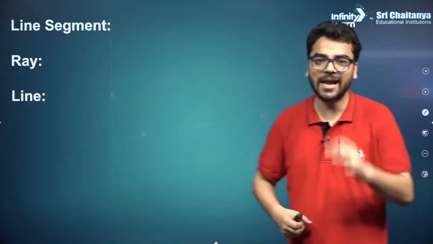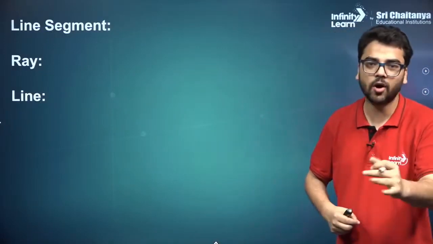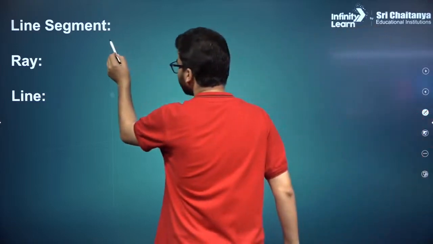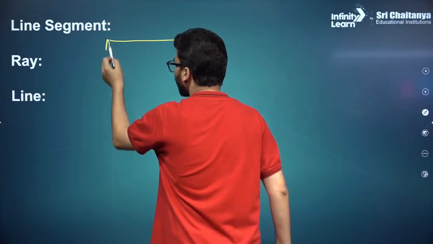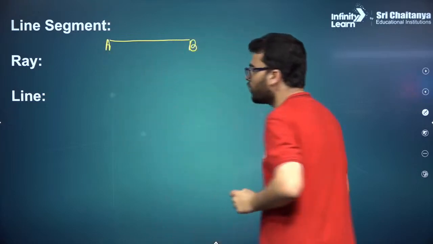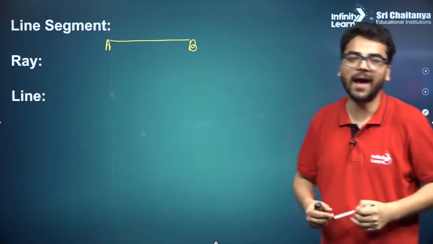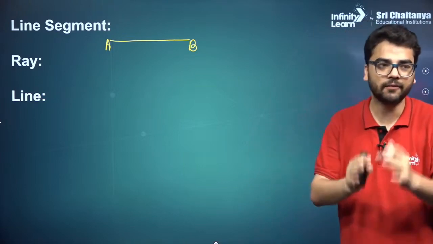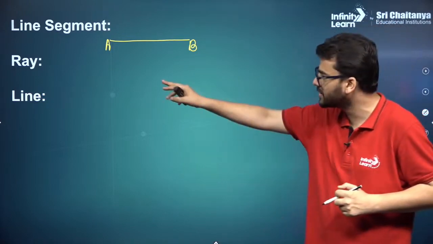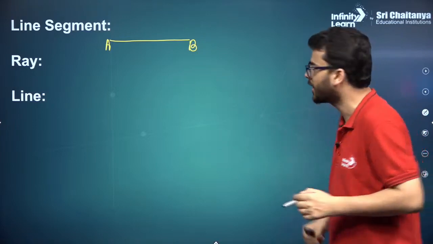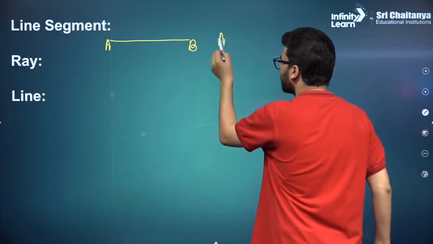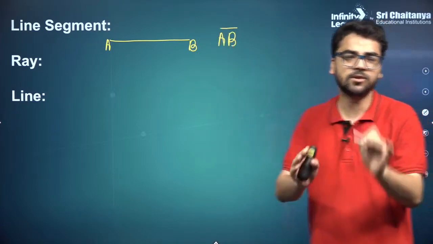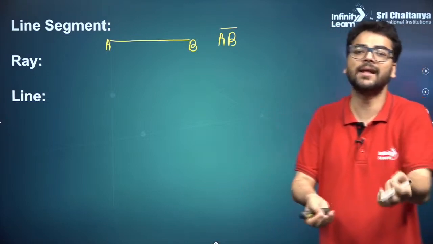So the very first thing is a line segment, then you have got a ray, and then you have got a line. Hello Anmol, welcome to this session. A line segment will have two end points, so the length of a line segment is defined. You can find the length of a line segment because it is having two end points. For example, you've got AB line segment, so you write it like this. It has got two end points and therefore its length is defined.